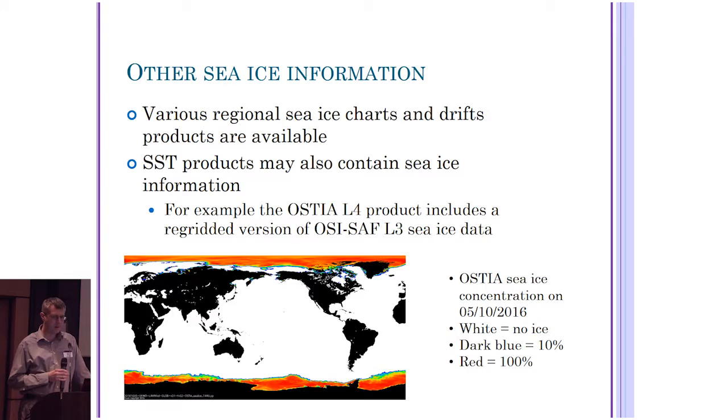But it's also worth looking elsewhere for the sea ice information within the OSI TAC product catalogue. Obviously, you might want to look closely at the regional, for example Arctic, based products. And you can also look in some of the SST products. For example, the OSTIA Level 4 product also includes sea ice concentration information.